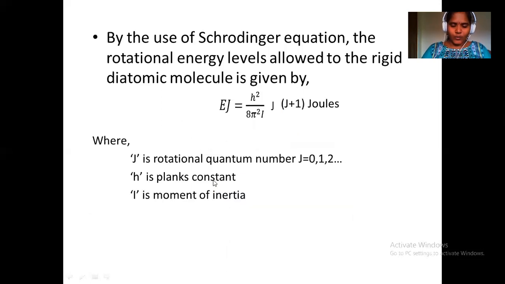The solutions of the Schrodinger equation give us the different energy levels, and for a diatomic molecule the rotational energy is given by the formula h square by 8 pi square I into J into J plus 1. Here h is Planck's constant, I is the inertia, E is the energy, and J is the rotational quantum number. The rotational quantum number can vary from 0 to any number.